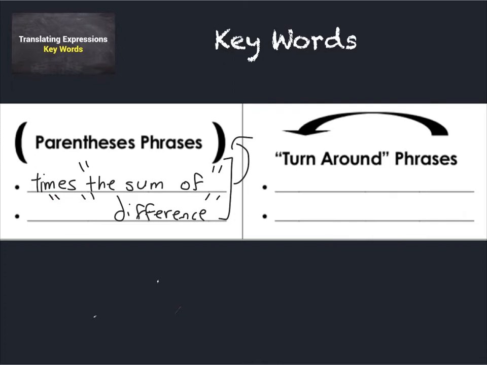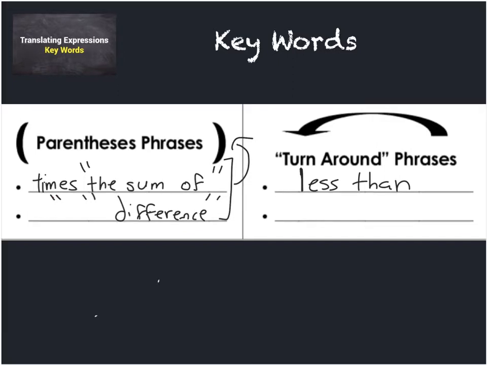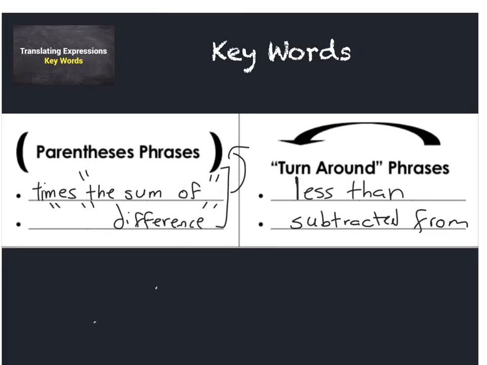Turnaround phrases, and this is what I told you to take note of just earlier. So some of our turnaround phrases are anytime we have something like less than, that's going to mean that we're subtracting but in reverse. So 7 less than 8 would be 8 minus 7. You just flip the order around. Same with subtracted from. So that would also flip the order around. So 4 subtracted from 9 would be 9 minus 4, not 4 minus 9.